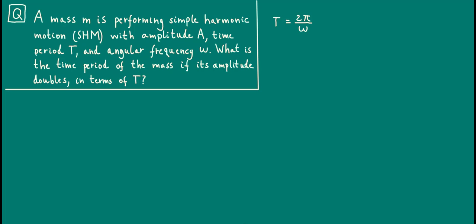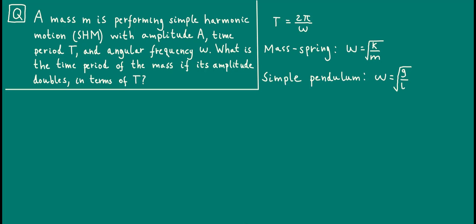Well, that depends on which specific example of SHM we're considering. If we're considering a mass spring system, then omega is equal to the square root of k over m, where k is the spring constant and m is the mass attached to the spring. On the other hand, if we're considering a simple pendulum, then omega, the angular frequency, is equal to the square root of g over L, where g is the gravitational field strength and L is the length of the pendulum.